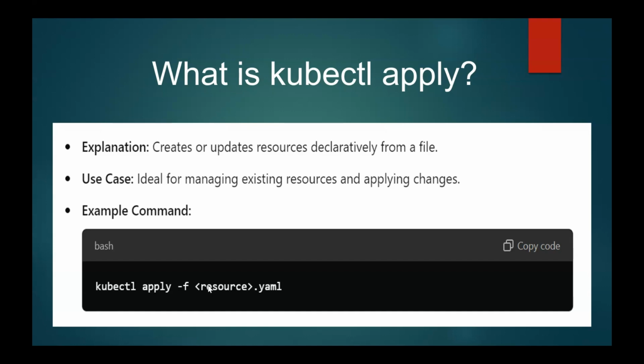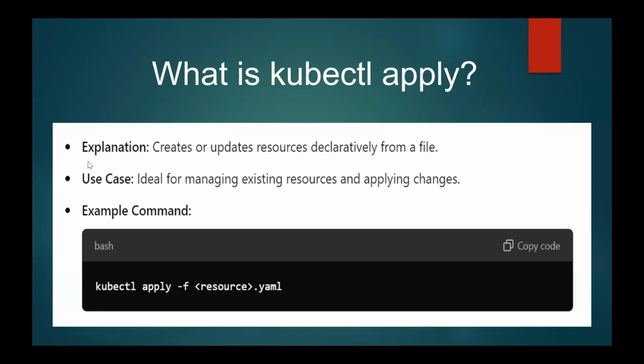Okay, this is ideal for managing existing resources and applying changes. So you have already set up one Kubernetes cluster and you have so many things created like pods, replica sets, services, etc. Now you can use the kubectl apply command to manage those resources, to update the replica set. So slowly you might be getting the difference between kubectl apply and kubectl create.